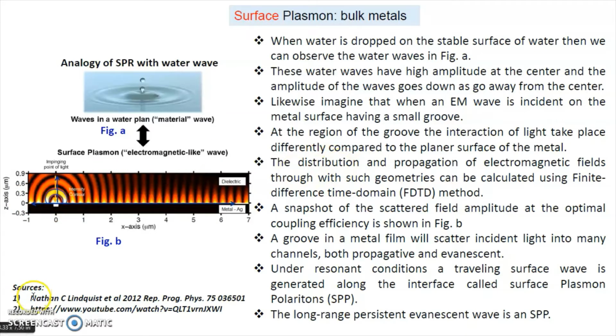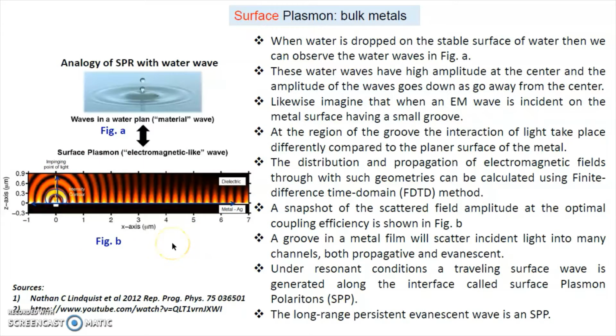Basically, this has been done by the scientist Nathan. He published this work in the year 2012 in the journal Reports on Progress in Physics. The volume of the journal is 75 and the page number is 036501. So if you see this paper, then you will find this image. Why have I taken this image?